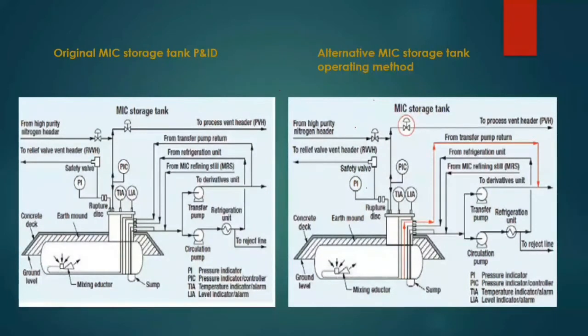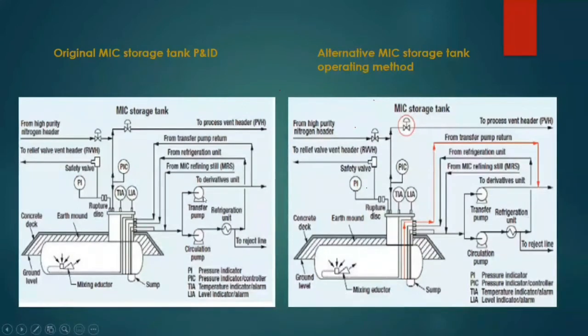This tank was equipped with two centrifugal pumps. Each of the pumps had a specific function. The transfer pump exported stored MIC into derivatives units as needed to produce pesticides.